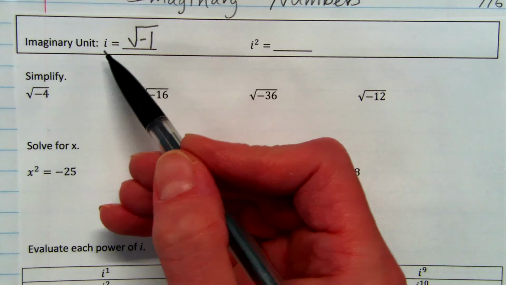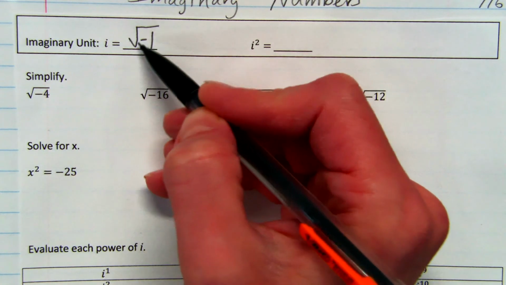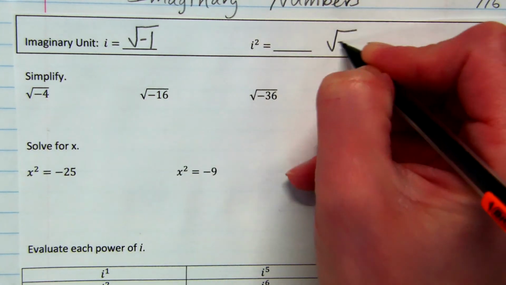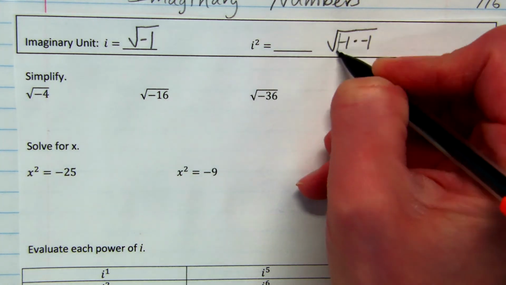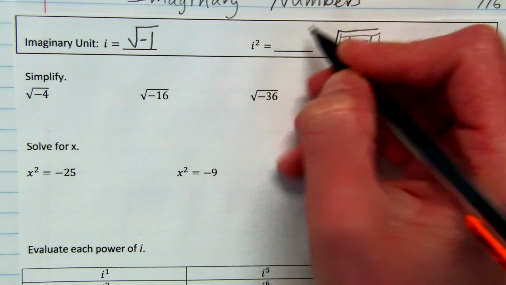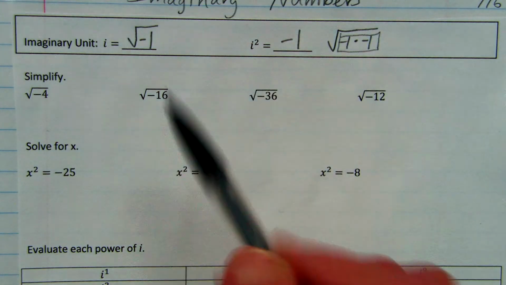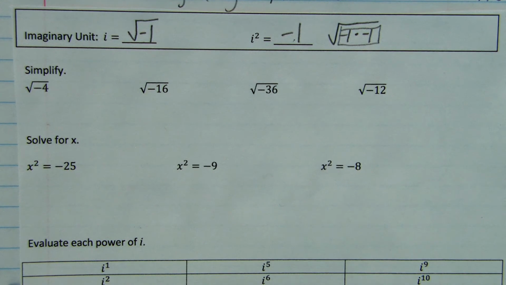So i is like 1, but for imaginary numbers. Because it's the square root of -1, if I squared it, you'd have the square root of -1 times the square root of -1, and you'd have that pair of negative ones to be -1 squared. So if I square i, I get -1. So these are the two facts that you need to know about i to do pretty much everything we're going to do with imaginary numbers.